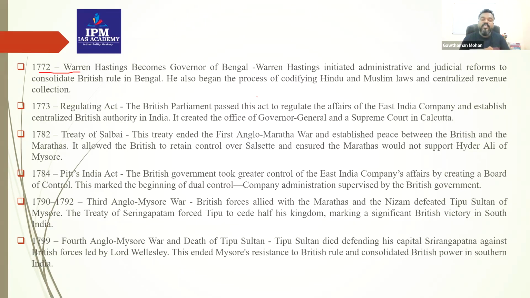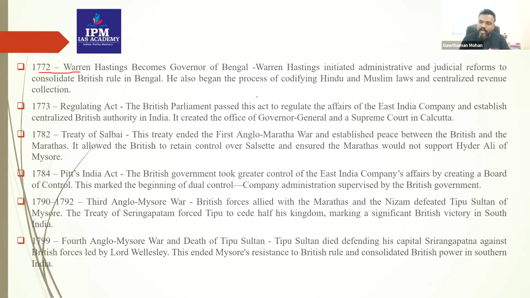Then comes 1782, the Treaty of Salbai. This treaty ended the first Anglo-Maratha War and established peace between the British and the Marathas. So the Marathas and the British forces were in conflict, and the war happened, the first Anglo-Maratha War, and it ended with this particular treaty, the Treaty of Salbai. It allowed the British to retain control over Salsette and ensured the Marathas would not support Hyder Ali of Mysore.